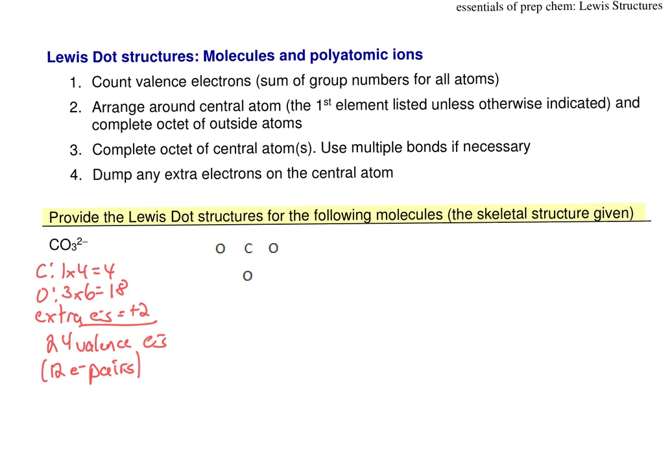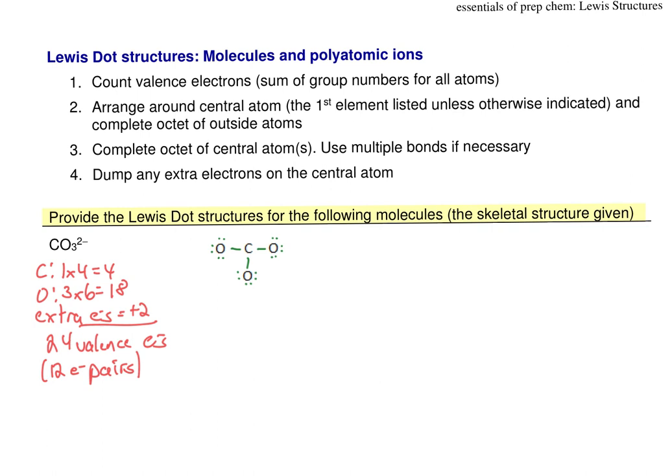Okay, so let's connect the outside atoms to the center atom. That uses 3 of our 12 electron pairs. Now we complete the octet of the outside atoms. So each of these oxygens is going to require 3 lone pairs. So now each oxygen has 8 valence electrons.